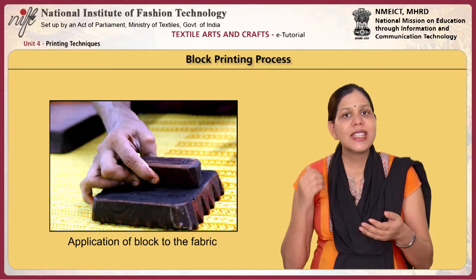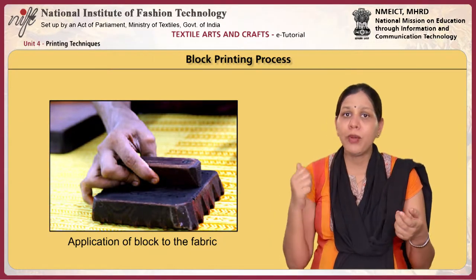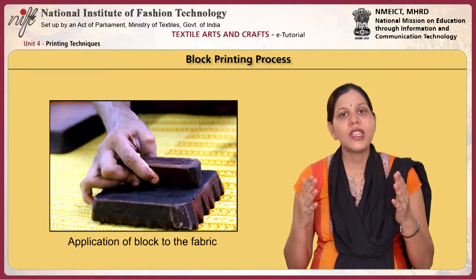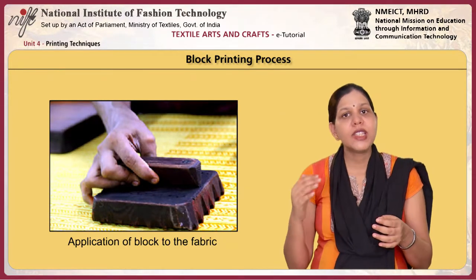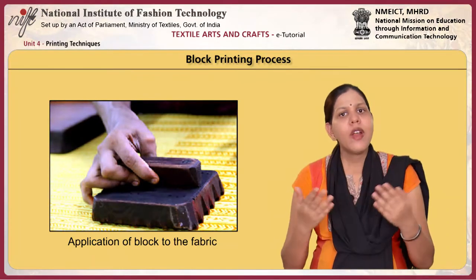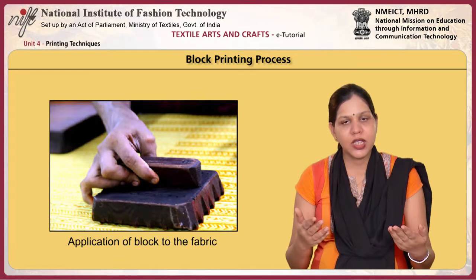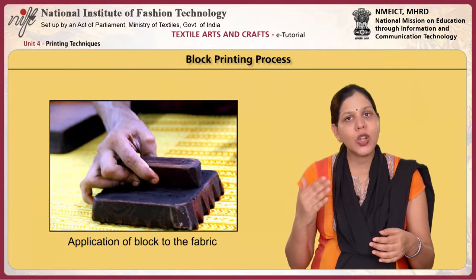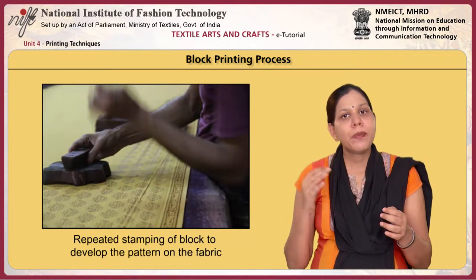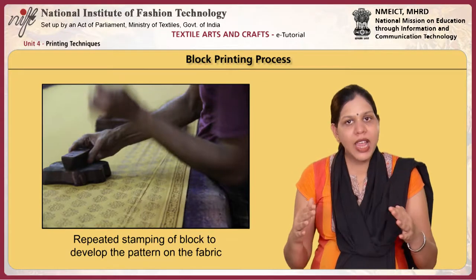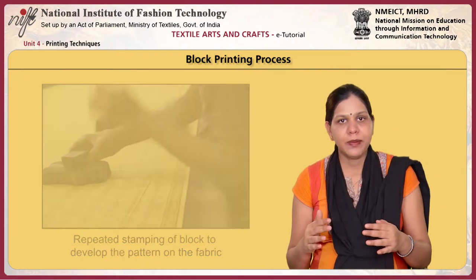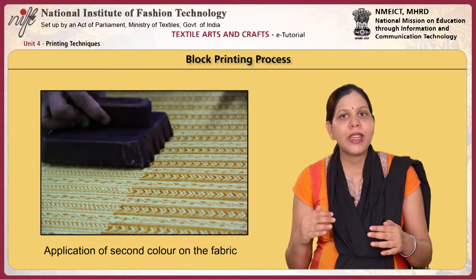The block is then stamped on the stretched cloth by giving blows with the fist on the back of the handle to ensure a clear impression of the design. The printing of the design should be carried out either from left to right or vice versa, or as per the layout of the design to be imprinted. A separate printing tray is required for each color of the design. The block is stamped repeatedly to build up the pattern or design, and the process is carried out until all the colors are separately applied. Finally, a second application of color is done.